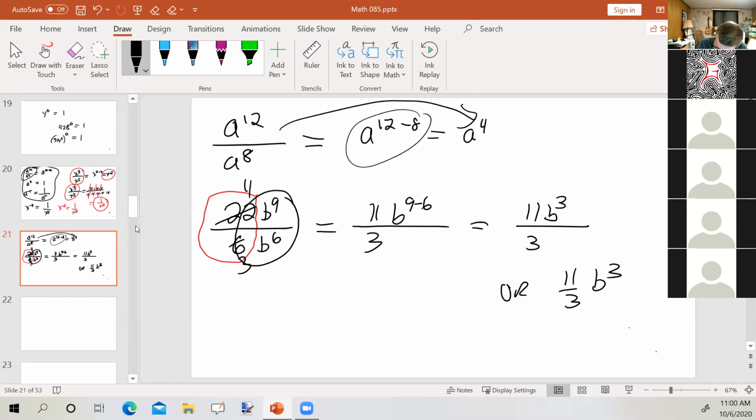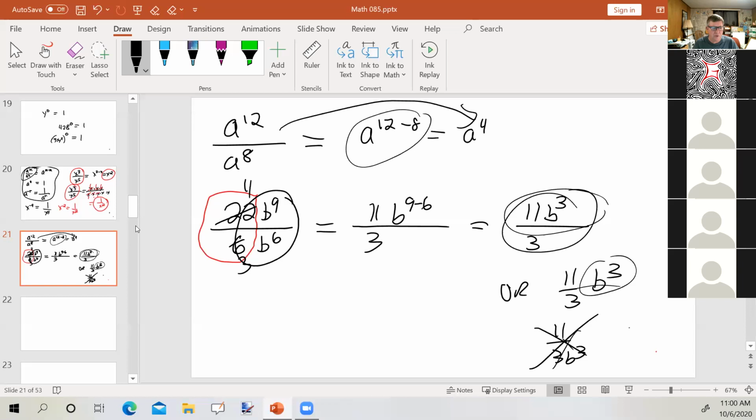Make sure that you don't write it like this. Don't let that b cubed sink down below the fraction bar. It's either in the numerator or it's straight out implying that it's in the numerator, but don't let it be in the denominator in this case, because it should be on the top. We okay with that? I'll take that as a yes.